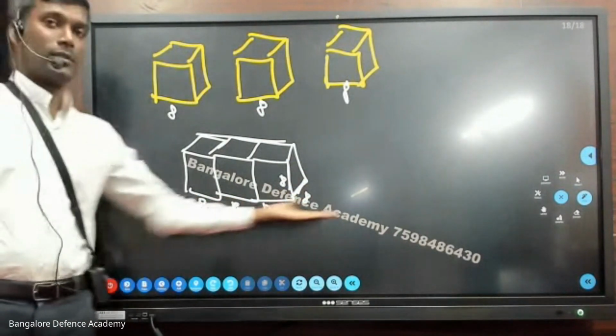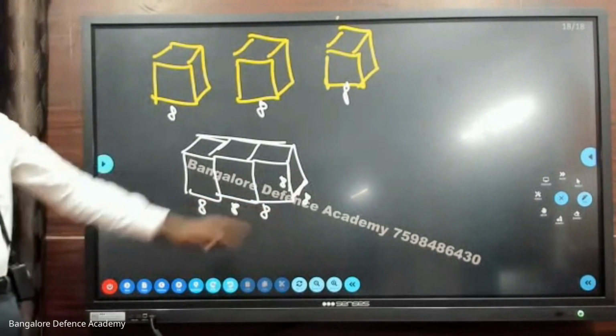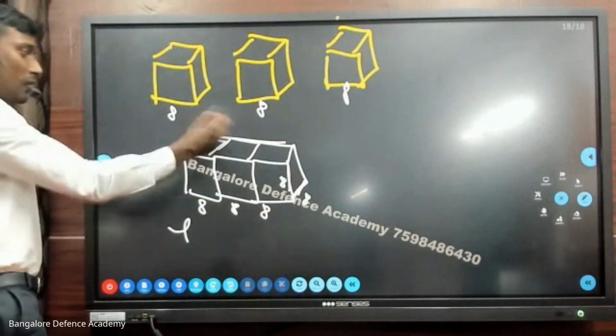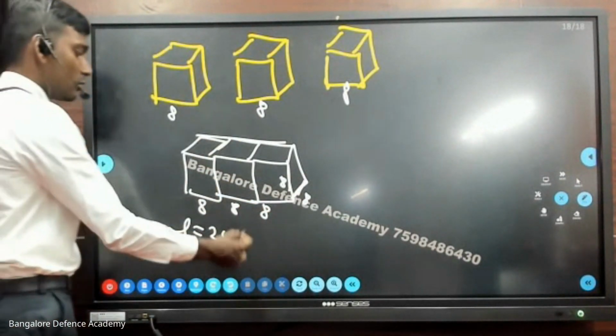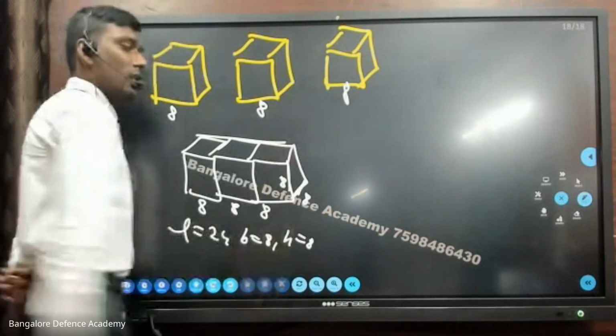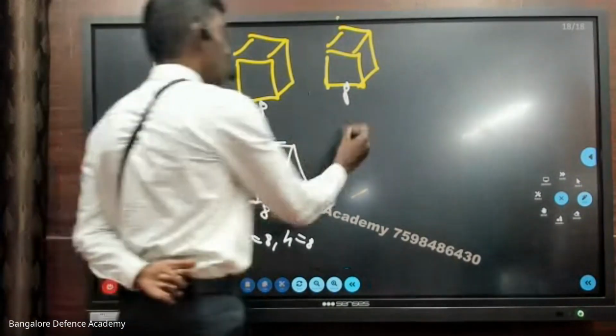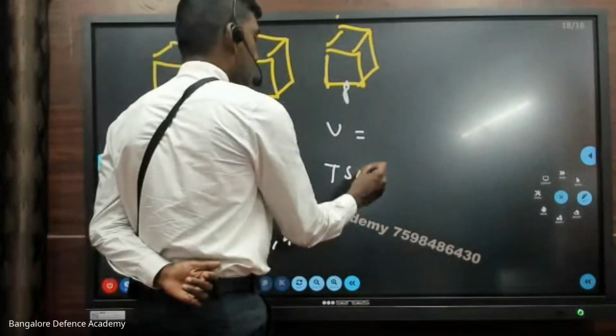What happens to the length? 8 plus 8 plus 8, you get how much? 24. So here what happens? This becomes a cuboid. Length is 24, breadth is 8, and height is 8. Now what they are asking you is to find the volume and the total surface area. Now can you find it? Volume and the total surface area.